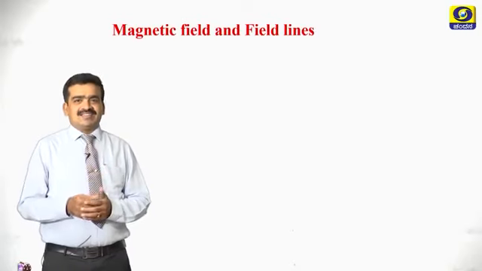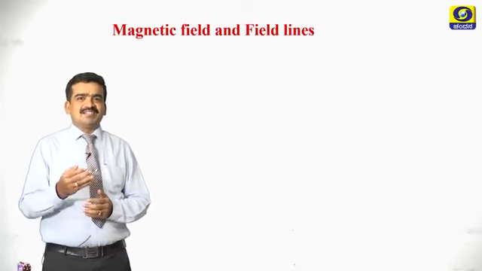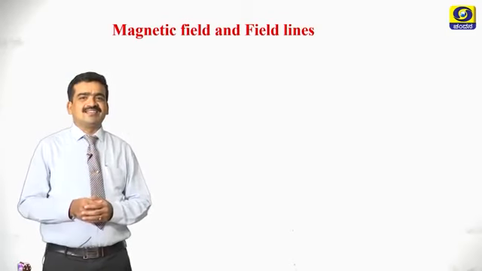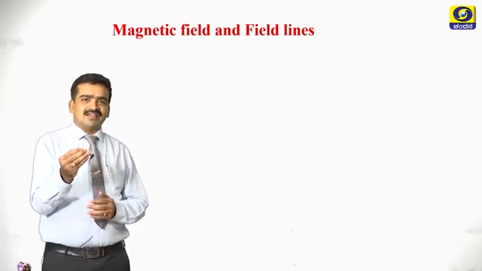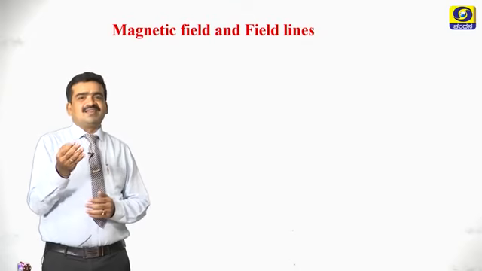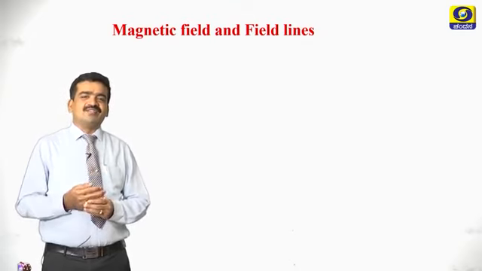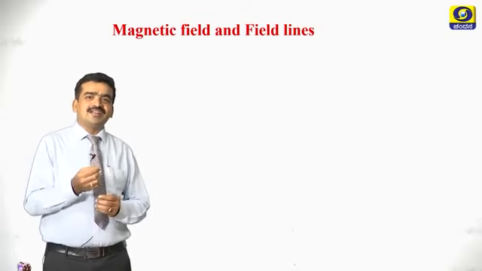Magnetic field and field lines. My dear students, you have all played with a magnet. You have an idea about the magnet and its property. The magnet has the property of attraction. When we take an iron nail nearer to it, it attracts.